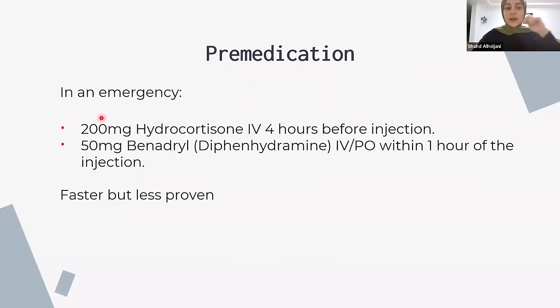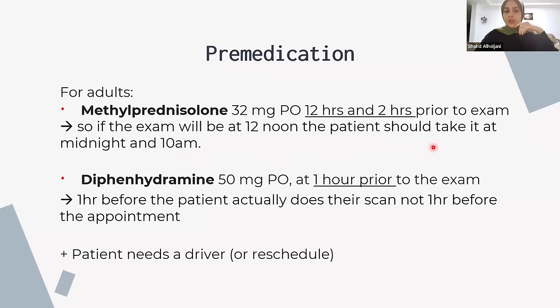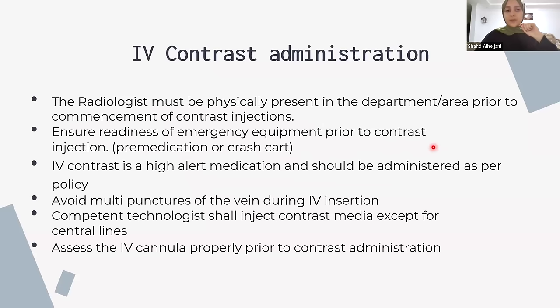So in this case, in an emergency, you give 200 milligrams of hydrocortisone IV 4 hours before injection, or 50 milligrams of diphenhydramine IV or per oral within 1 hour of injection. So again, this is faster. This is less proven, but this is faster than giving 12 hours and 2 hours before. So in emergency, you give hydrocortisone IV 4 hours, diphenhydramine IV or PO within 1 hour. So just make sure you know those very well.